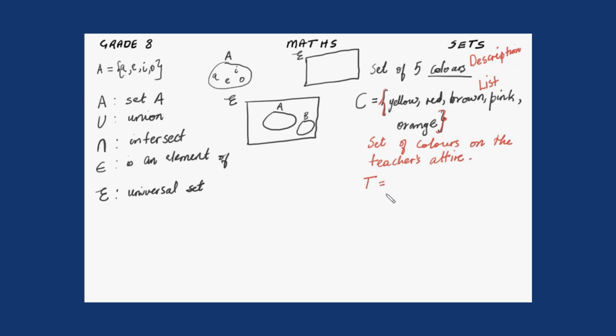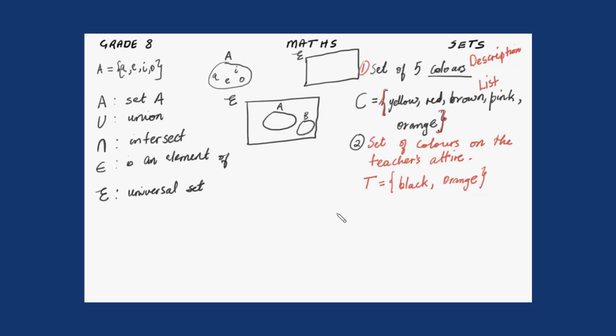Now, let's say this teacher has only two colors. When you look at the clothes he's putting on, you see two colors: black and orange. There are only two colors on his attire. Now, guys, we have these two sets. Both have their description and their listing. We have one here, and we have two here.